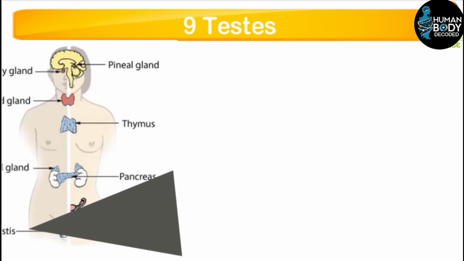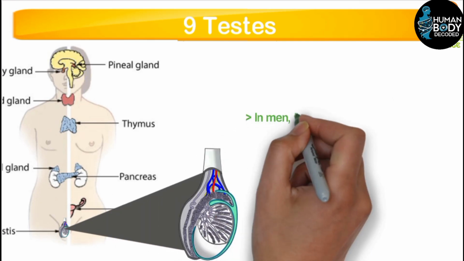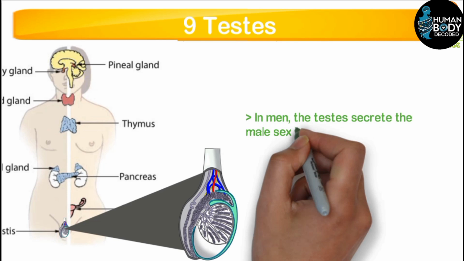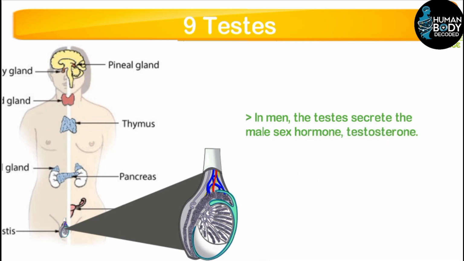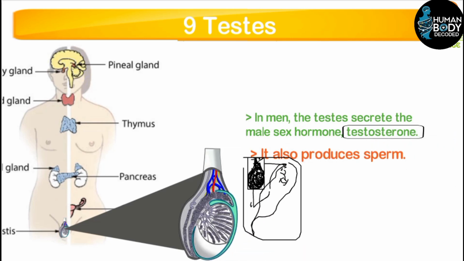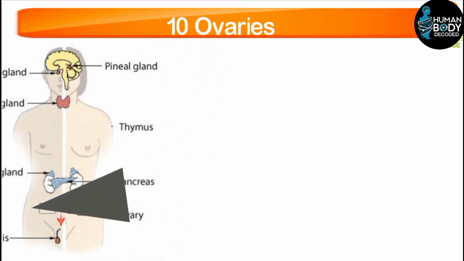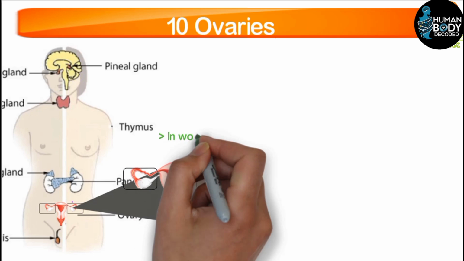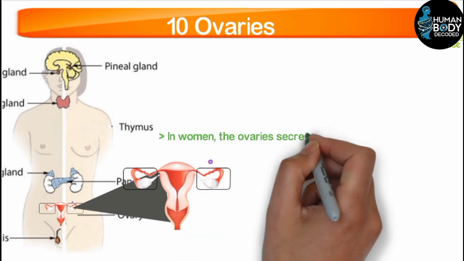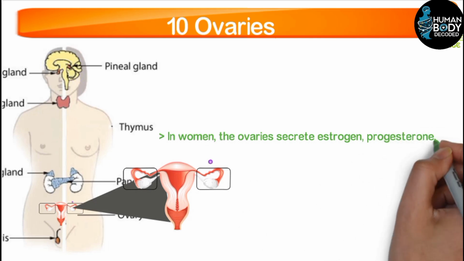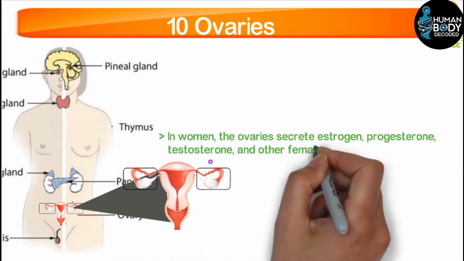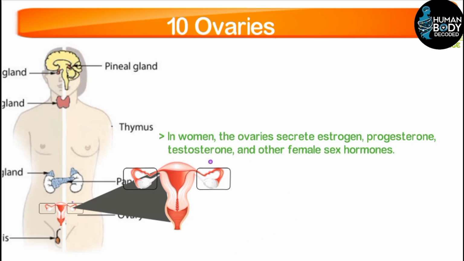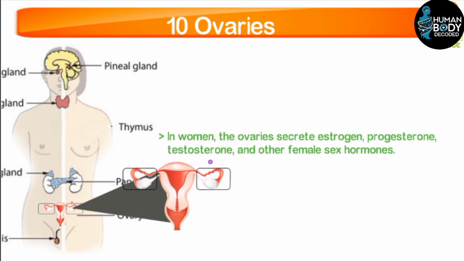Now we come to the testes. This is the gland that is only in males. It releases male sex hormones such as testosterone, and along with it, it also produces sperm. Now we come to ovaries. Ovaries are female glands. They are only found in females. The hormones released by ovaries are called estrogen, progesterone, testosterone, and other different female sex hormones that ovaries produce.